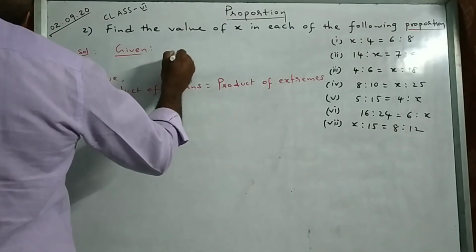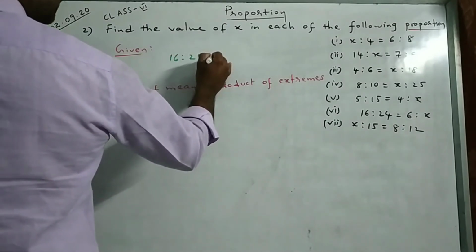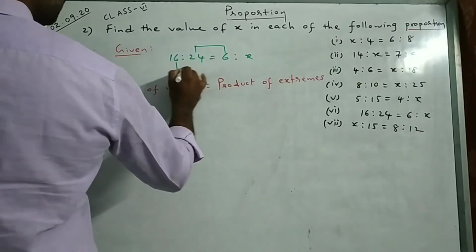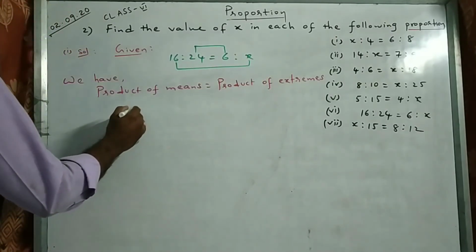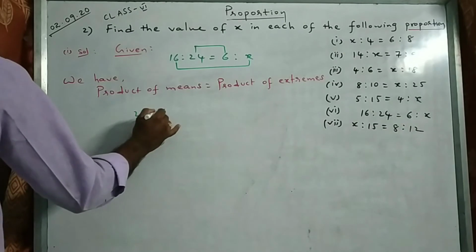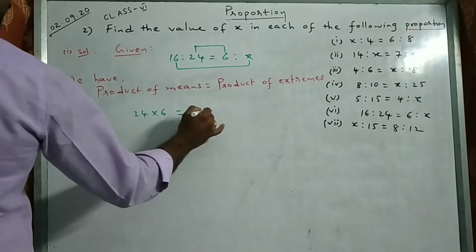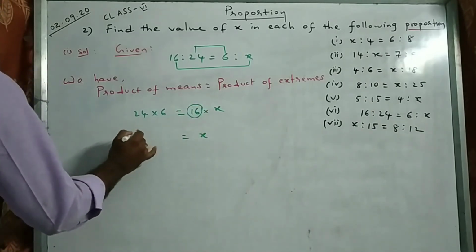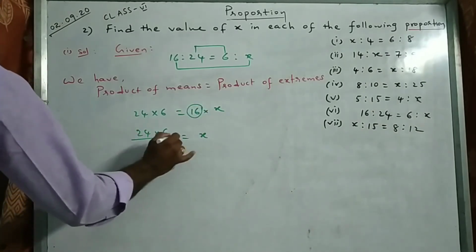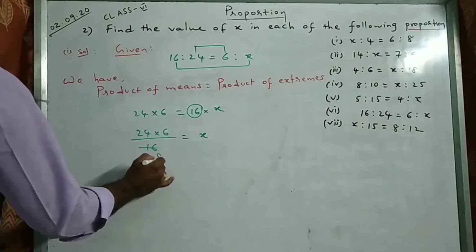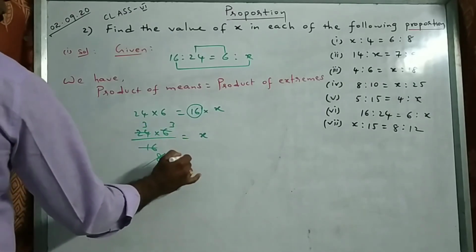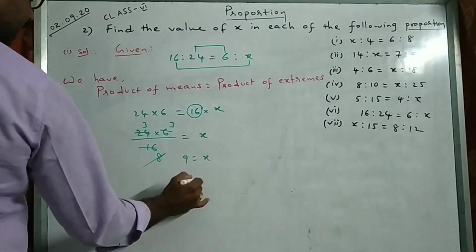Next, 16 is to 24 is equal to 6 is to x. What are the means here? 24 and 6, and extremes 16 and x. So 24 into 6 is equal to 16 into x. So x equals, sending 16 this side, 24 into 6 upon 16. 2 eights are 16, 2 threes are 6, 8 ones are 8, 8 threes are 24. So 9. Therefore x value is 9.